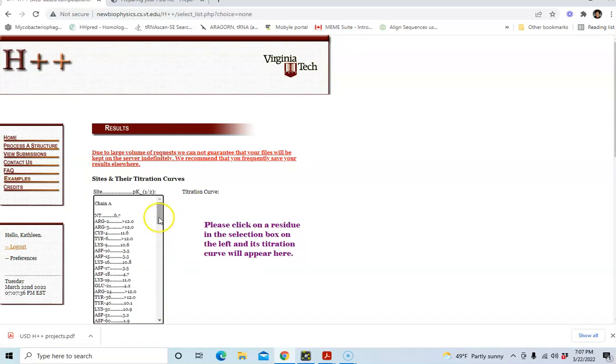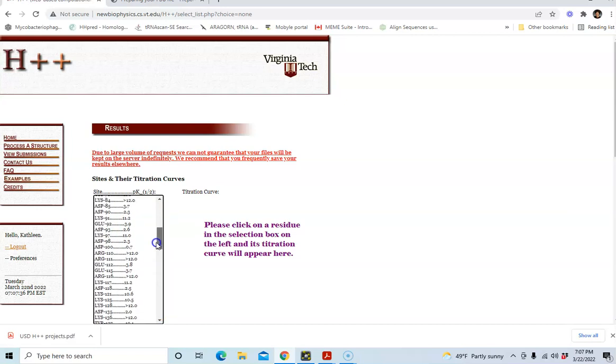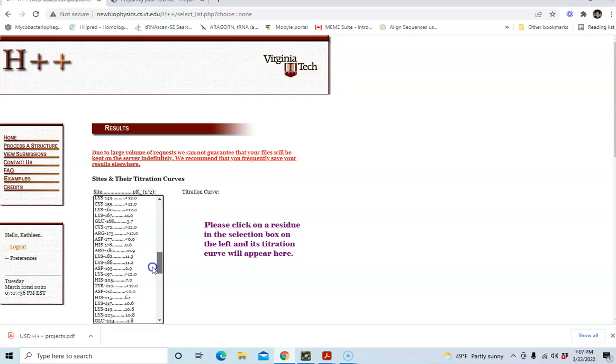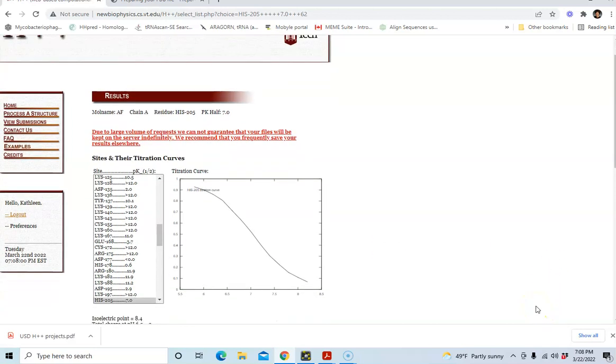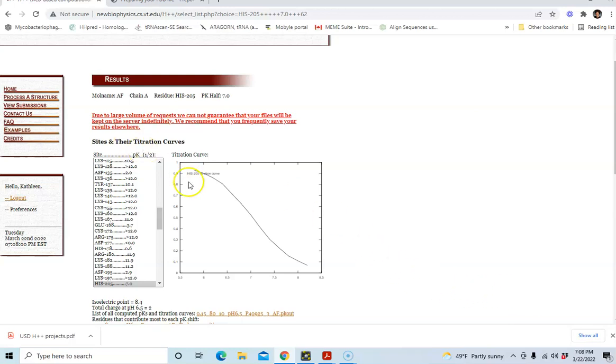One of the things that you can do is view the titration curve, because we're essentially doing virtual titrations of all of these amino acids to obtain these values. If I click on, for example, histidine 205, and I chose that because histidine 205 for the cytoplasmic malate dehydrogenase is one of the active site residues, and if you might remember, it is protonated, we can see that the value here is 7. Again, if you look at the midpoint of the titration curve, you can see 0.5 and drop a line down, and there it is.